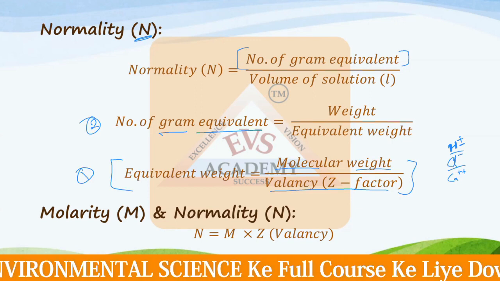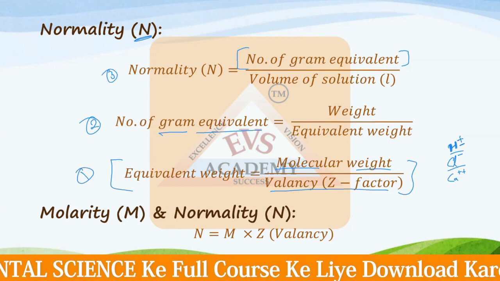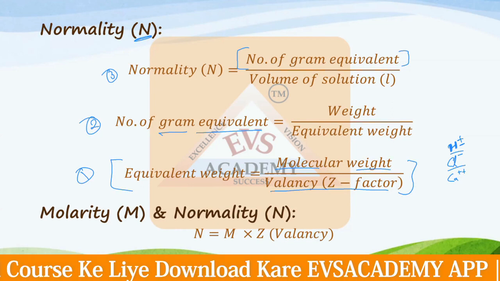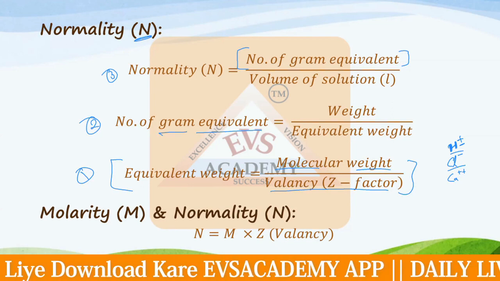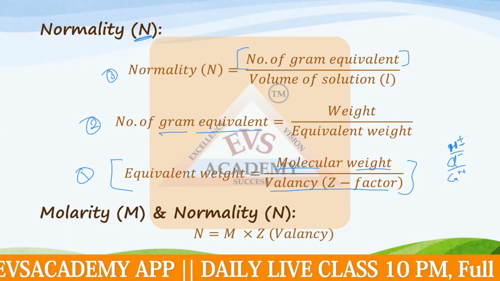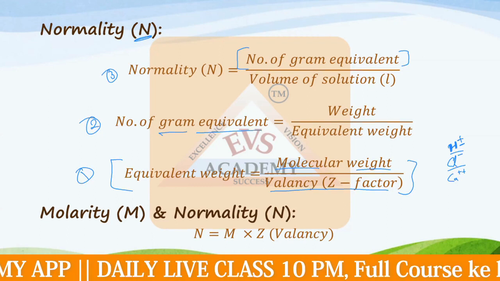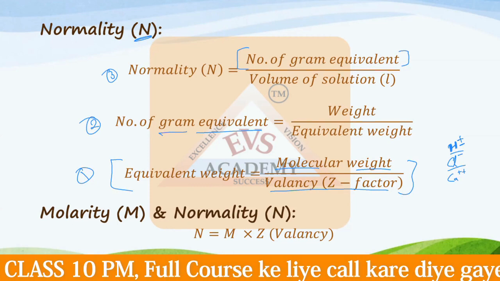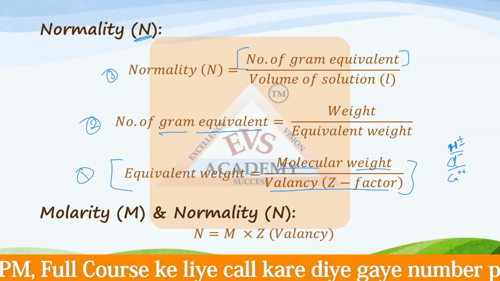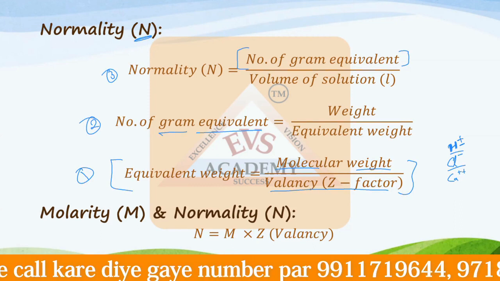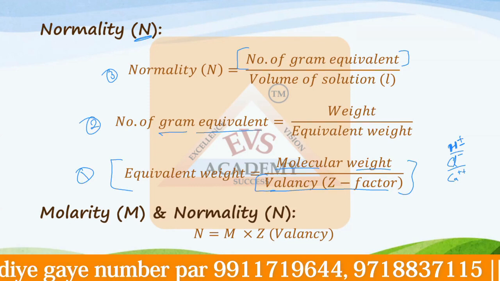Then put this value in the third formula, that is the normality. How can you do that? That is just the number of gram equivalents you have calculated here divided by the volume of solution. That's all you have to do. You will get the normality of any particular element. If you look at this particular formula, everything is the same as molarity, but with only the introduction of one thing here, that is the valency or Z factor.